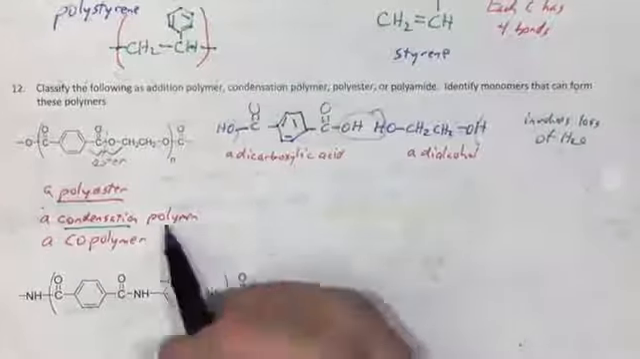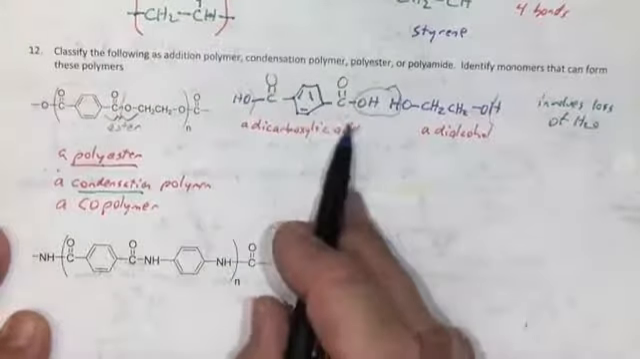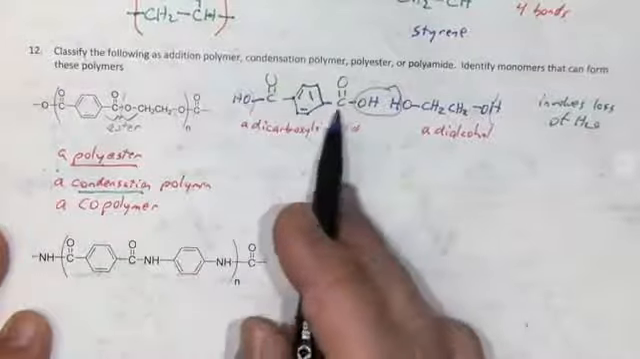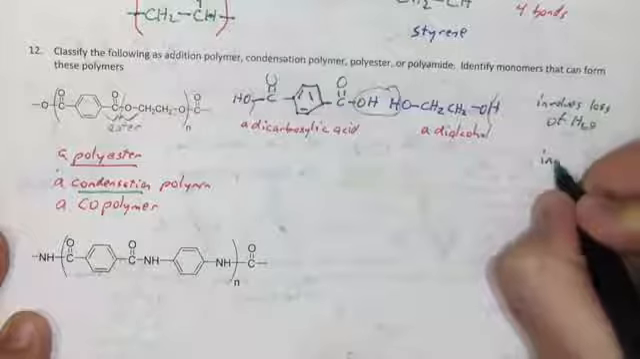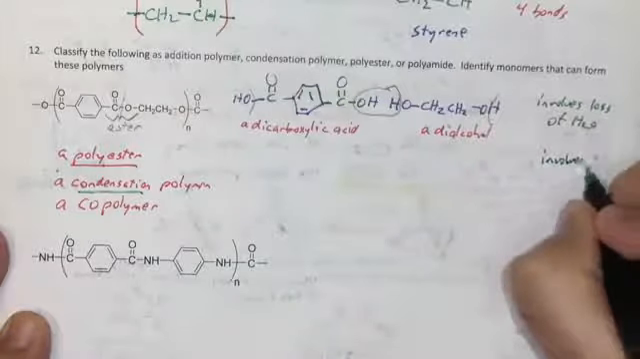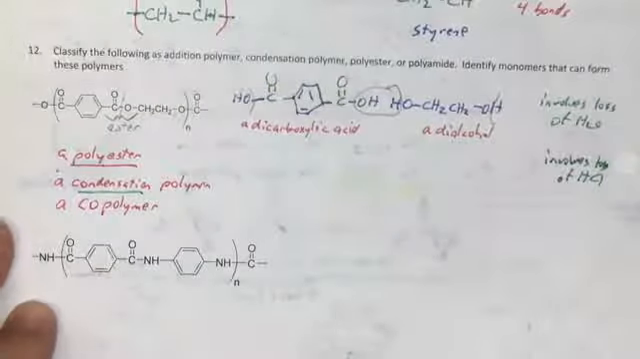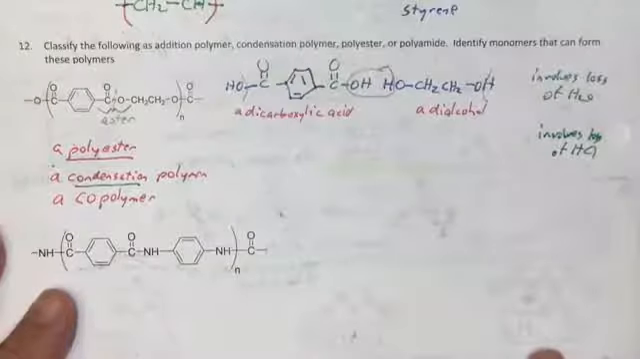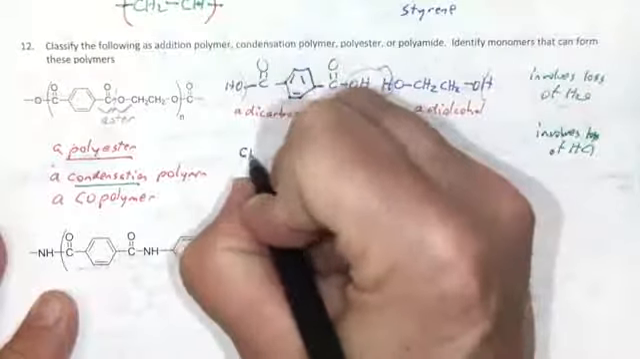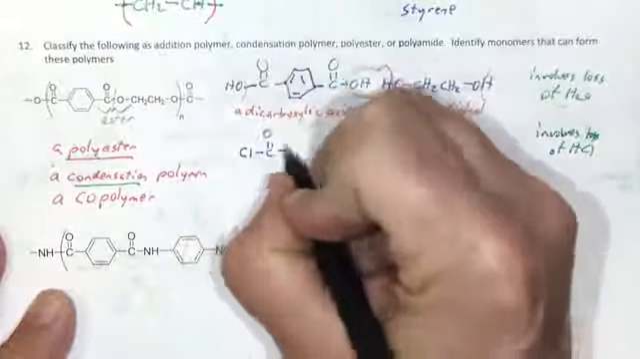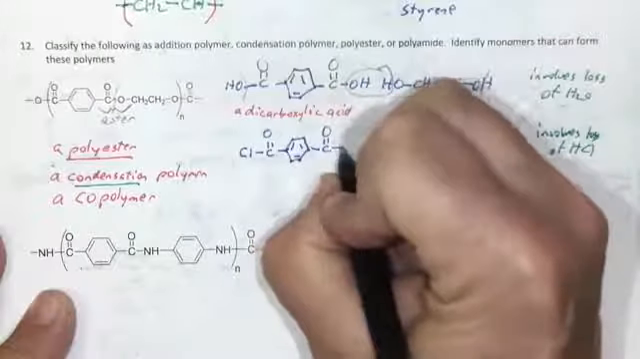There's another set of two monomers that could form this. Instead of a dicarboxylic acid, if we replace the OHs with chlorine, then we could have the loss of HCl. So another possible way to make this would be involving the loss of HCl. Those are the two that we've shown you several examples of that you should be prepared to see. So that would look like this. Instead of an OH here, there'd be a Cl attached to C double bond O attached to a benzene ring, C double bond O attached to a Cl.